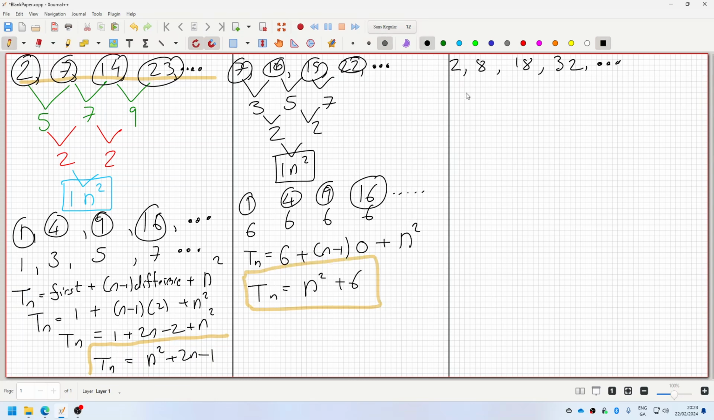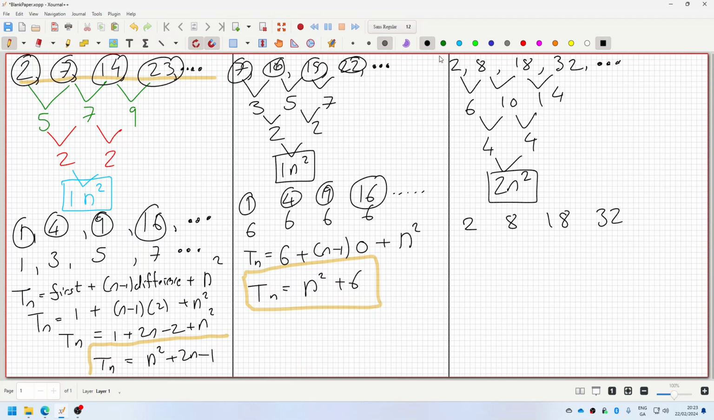And finally, difference 6, 10, 14. Difference 4, 4. Helper, 2n squared. So 2 times 1 squared is 2. 2 times 2 squared is 8. 2 times 3 squared is 18. 2 times 4 squared is 32.